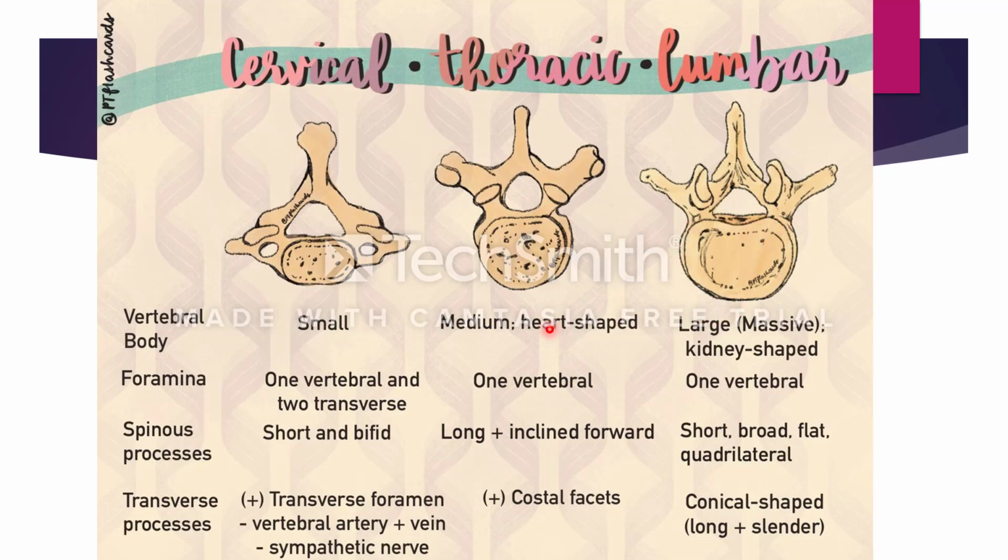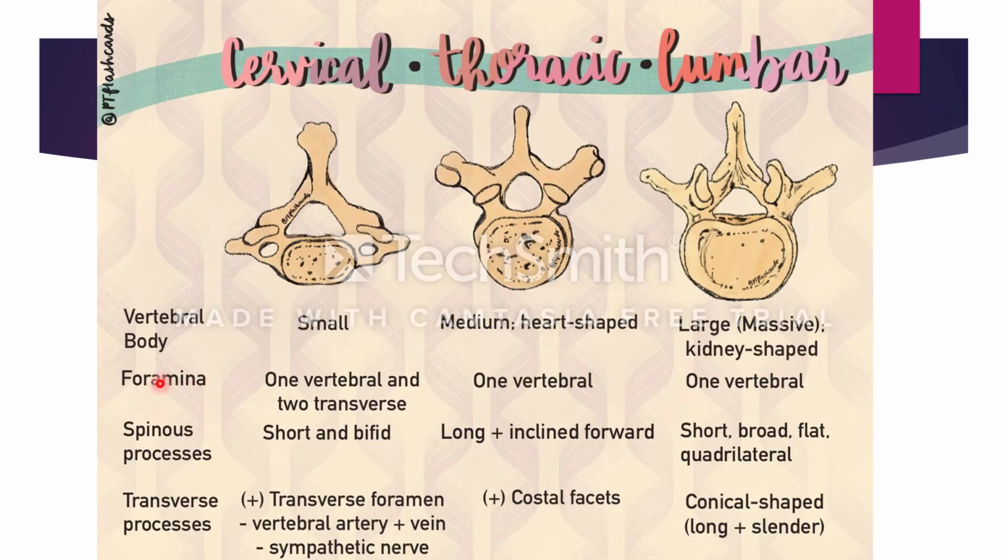We can remember the shape of the thoracic and the lumbar vertebra by one viscus that is present in the region of the thorax and the abdomen. What are they? Number 1, the heart is present in the thorax, so the body of the thoracic vertebra is heart shaped. And kidneys are present in the region of the abdomen, so the lumbar vertebrae are kidney shaped. The body is kidney shaped.